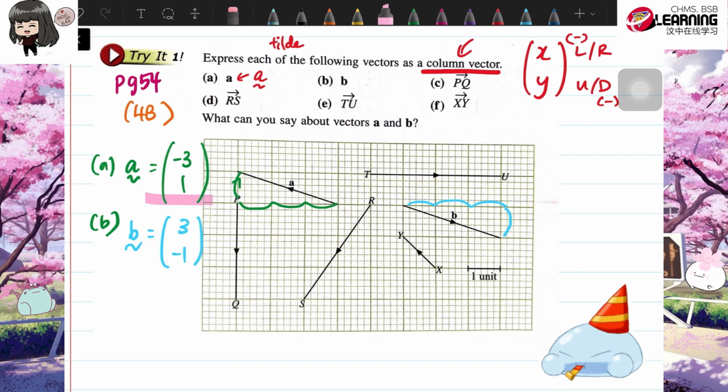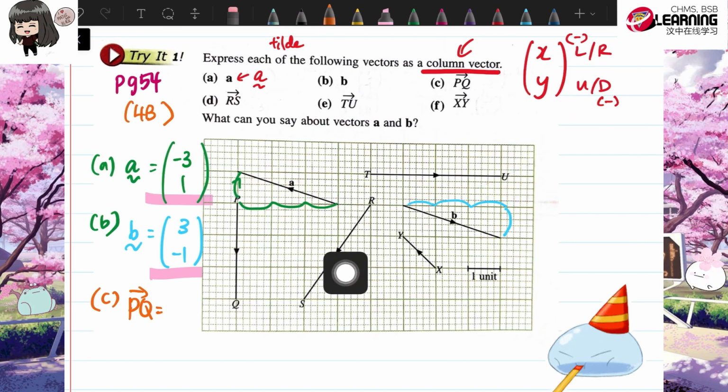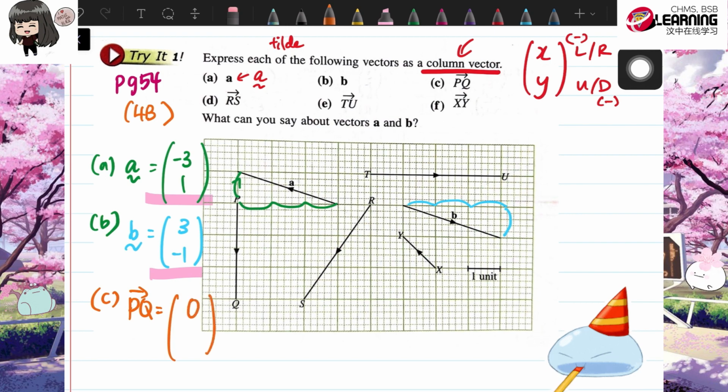I think you are already familiar with this one because you already did the translation, right? And then part C is vector PQ. P to Q, you look at your P to Q, the arrow is P to Q. So it doesn't move left or right, so it's 0. It's going straight down by 3 steps, so negative 3. This is the answer for part C.